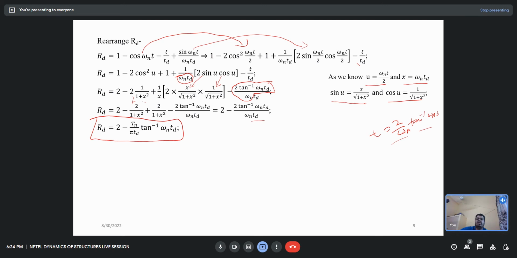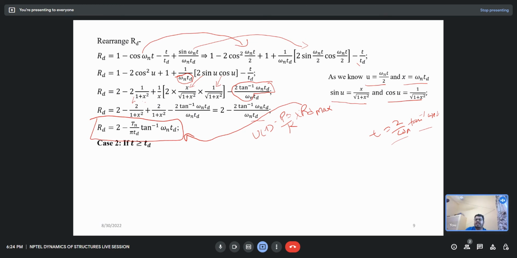If I want to find out the maximum response, I will multiply ut, where ut is equal to p naught by k, which is already fixed, and RD maximum. So what is my maximum value? This. Okay, now we are moving to case 2.